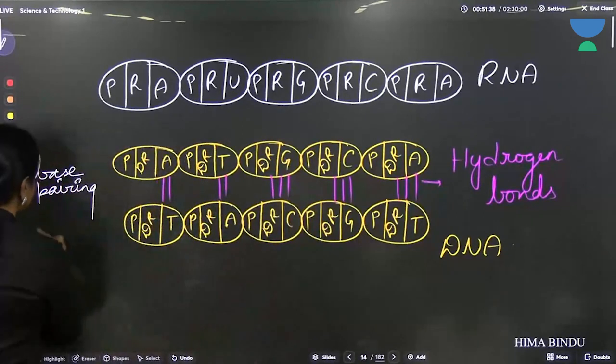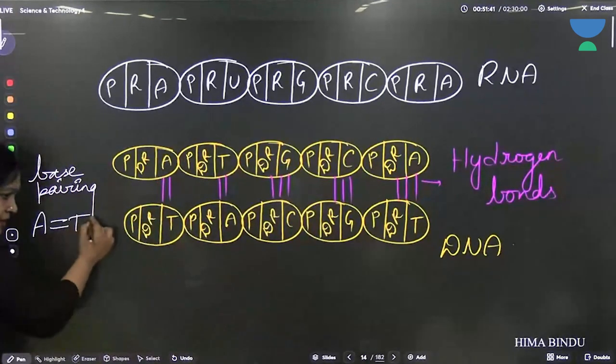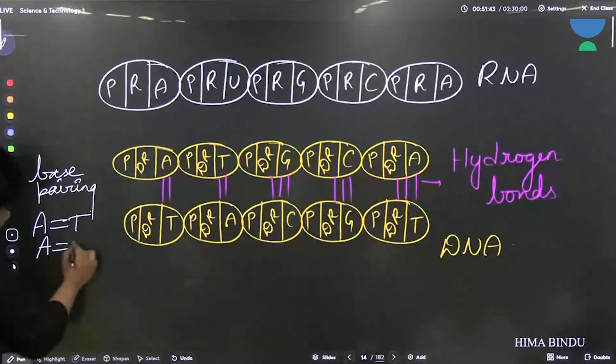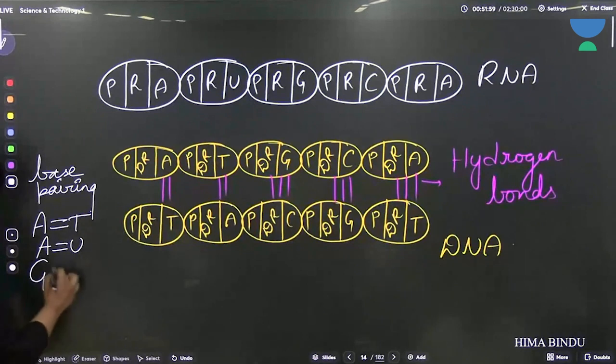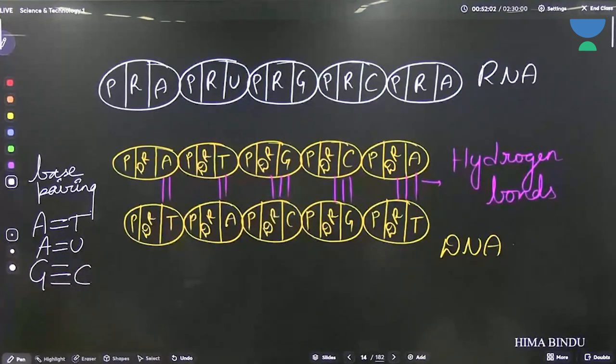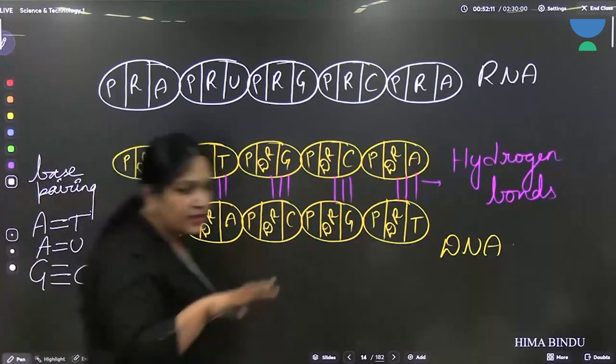And the pairing will always occur between A and T. If T is not there, then U. Is it clear? Adenine will always pair with T. Where you don't have T, in RNA, it will bond with U. And G will always pair with C. Between A and T there are two hydrogen bonds, between G and C there are three hydrogen bonds. This is called base pairing. Pairing between the bases. Clear till now?